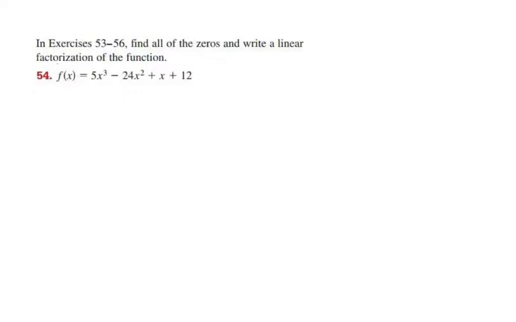So, in the next one here, we're going to find all the zeros and write a linear factorization of the function. That just means factor it. And of course, each of those terms are a linear equation, which is why they say that. So, how do we factor something that's in 4s? I could factor by grouping, but it looks like that's not really going to work. So we're going to have to do the terrible rational root theorem.